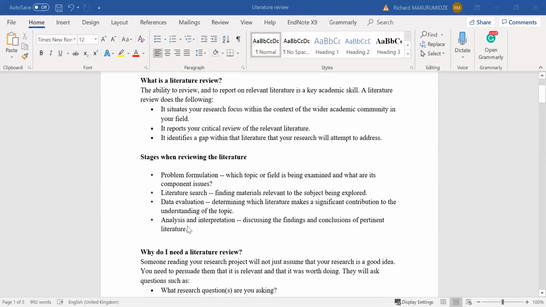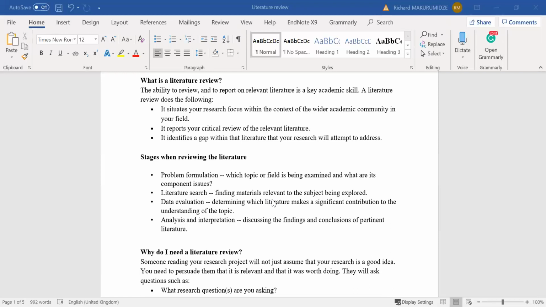What are the stages when you are doing a literature review? Remember, most research is based on a problem. The first stage, you need to have your topic which you are studying. So that's the problem formulation: which topic or field is being examined, and what are its components and issues? Then you do your literature search. That's where you find materials relevant to the subject being explored.